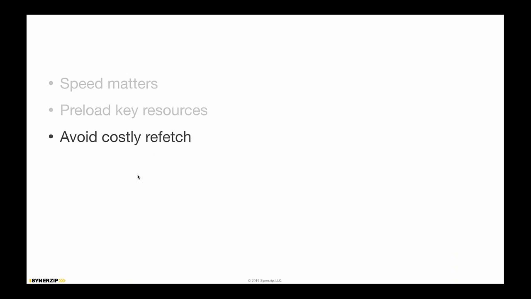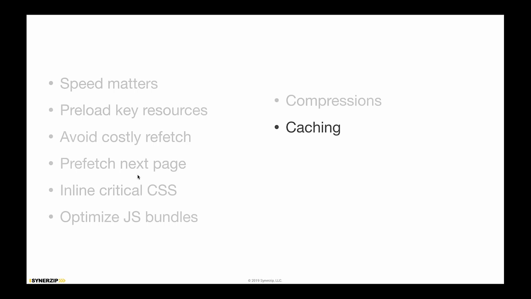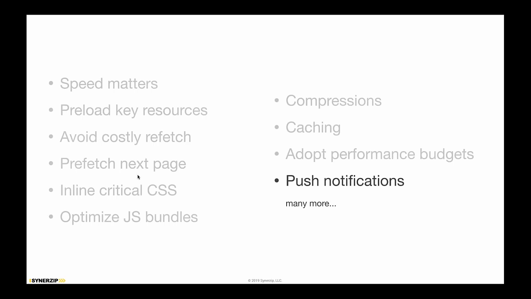Here are some guidelines on achieving performance goals. Speed creates perception. Always preload key resources. Don't reload heavy resources again and again. Keep the next page ready. Inline critical CSS for the app shell helps with fast rendering. Split or tree-shake the JS bundles. Use appropriate compressions or formats such as Brotli or WebP for serving your contents. Configure caching properties. Include performance checks in the builds. Use re-engagement features, and there are many more to it.